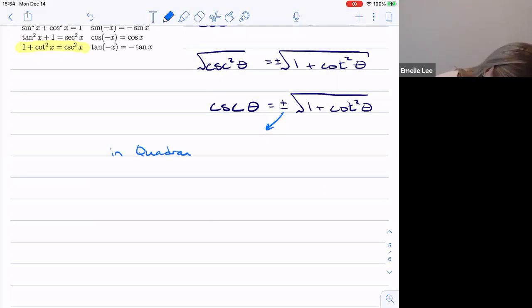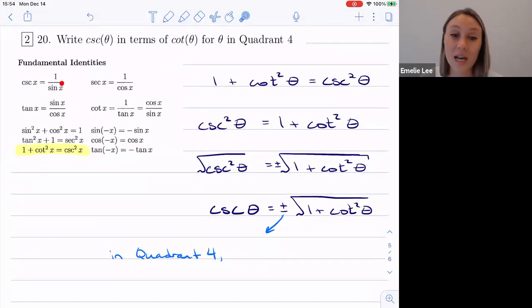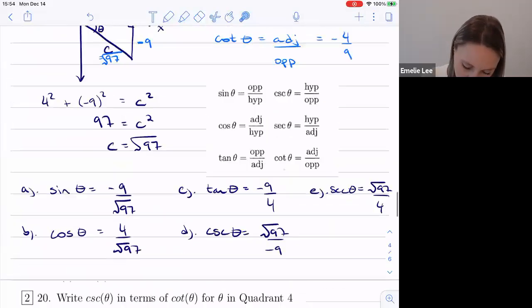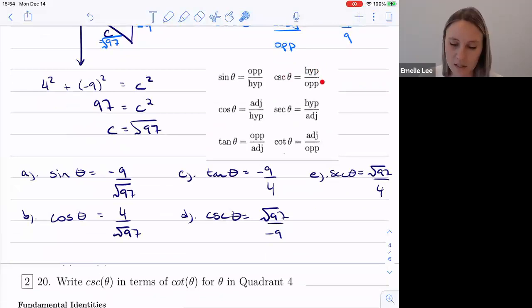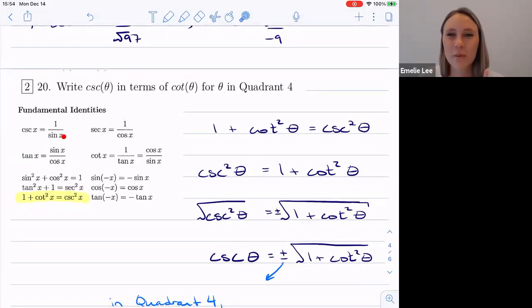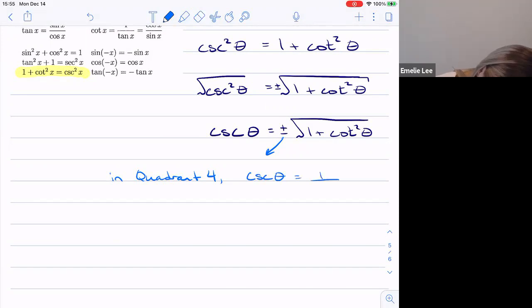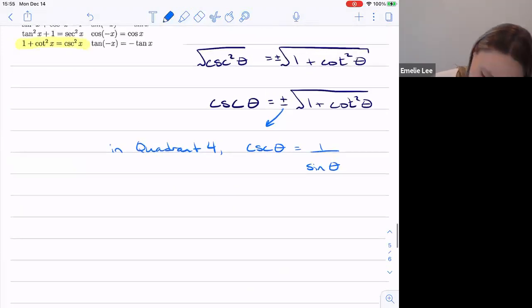In quadrant 4, cosecant is negative. The cosecant is 1 over the sine, or if you prefer to go back to these little guys, the cosecant is the hypotenuse over the opposite. That's not super helpful in this case. I would probably prefer to look at this one here, remembering that sine x is the y value. So in quadrant 4, the cosecant theta is 1 over sine theta.